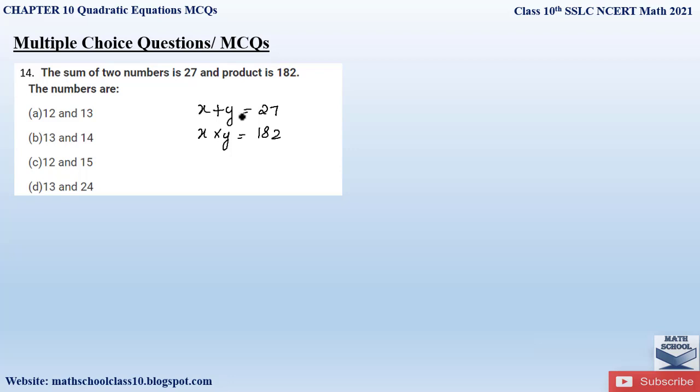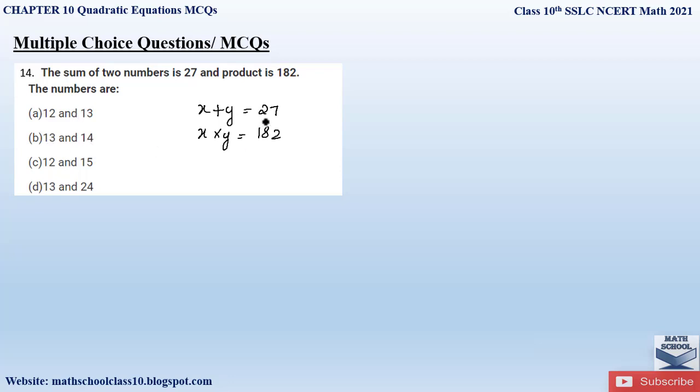Instead of finding x and y, let us just look at the given options. Let us check which option will satisfy these two equations. The first option is 12 and 13. What is 12 plus 13? 12 plus 13 is 25. So this option is invalid. The second option is 13 and 14.